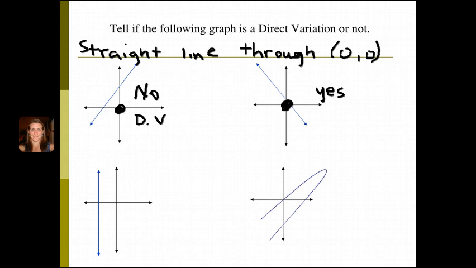Our third graph is a vertical line. It does not pass through the origin, so it's not DV. And then our last example is a curved line that passes through the origin. Well, that's not what the definition says. It has to be straight. So this last graph is not direct variation.